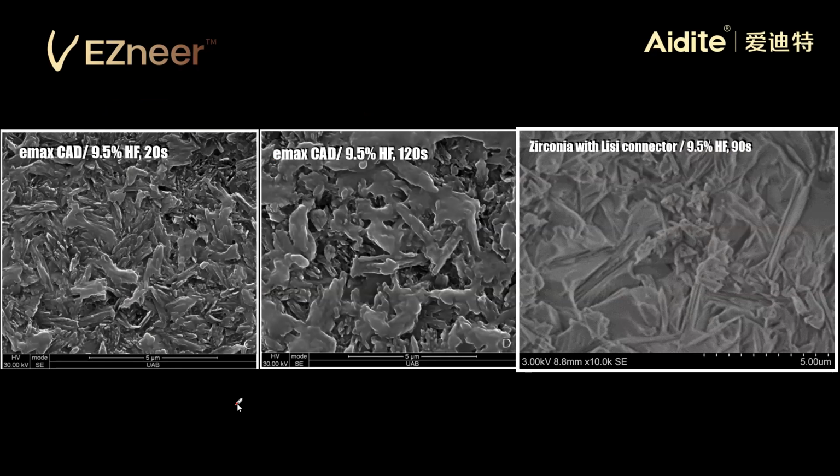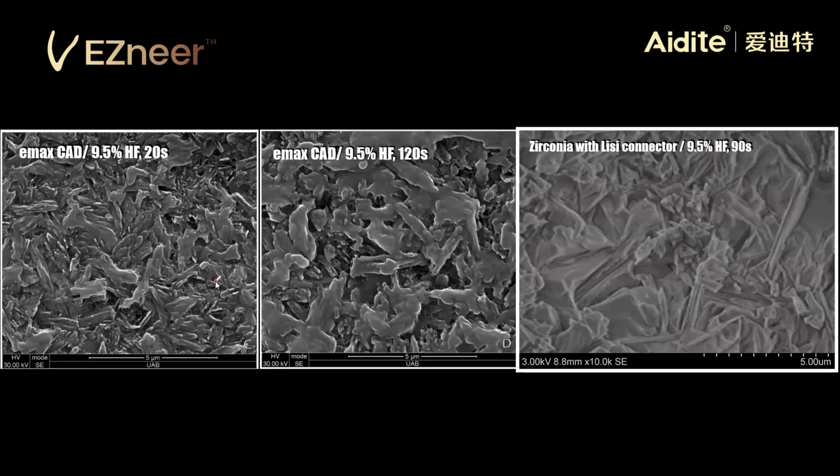And we also compared with the Emax glass ceramics, and we used 9.5% HF to etch for 20 seconds. In the middle part, we used 9.5% HF to etch for 120 seconds. And in the third picture, we used zirconia with Lisi Connect, and we also used 9.5% HF to etch for 90 seconds. And we can see under the SEM and under the EDS, they get the same result.